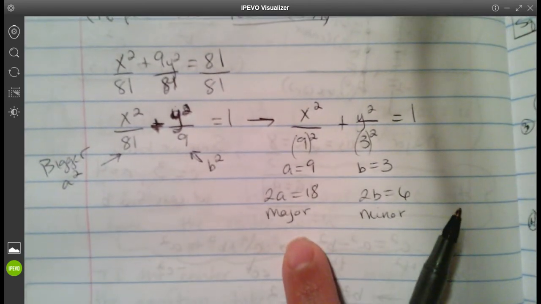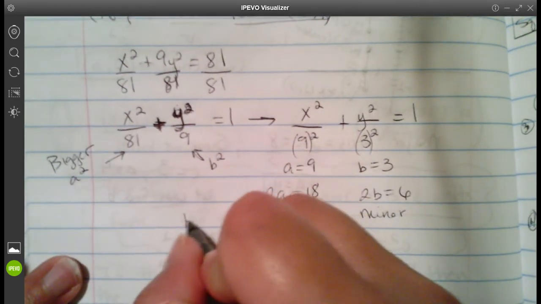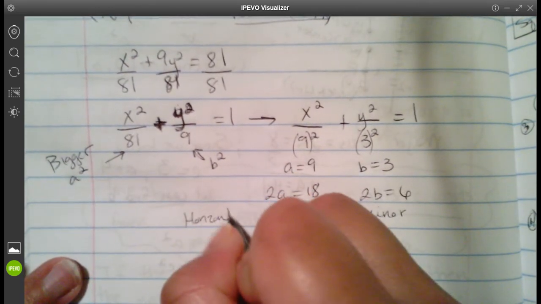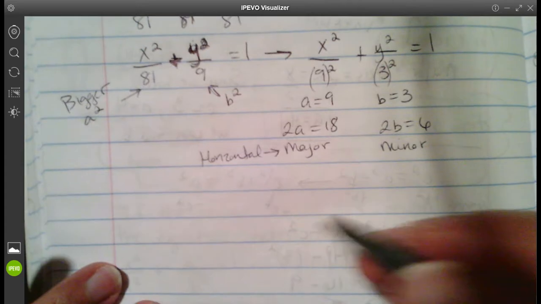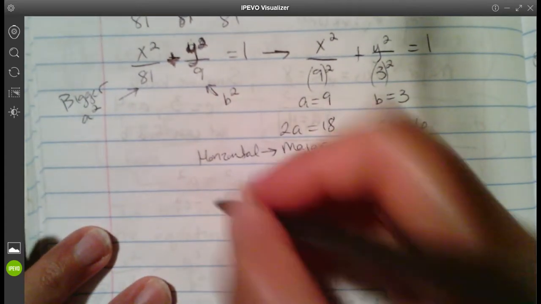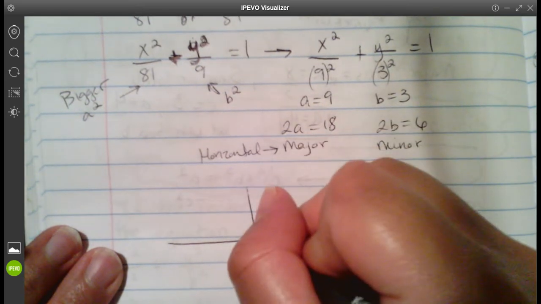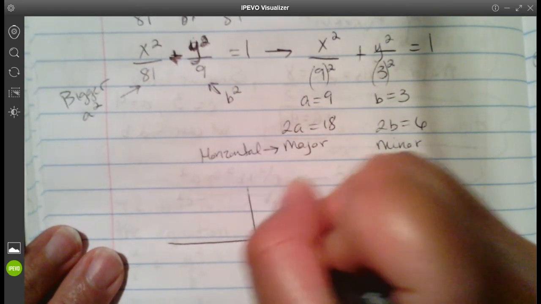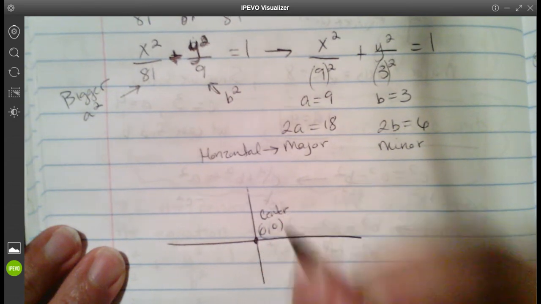I see that the major one is on the X now, so that means it's going to be a horizontal ellipse because the major one is on the X. So let's go ahead and sketch that real quick. We have, let me see, maybe I have something kind of like this. 0, 0. I'm sorry, the center is at 0, 0.